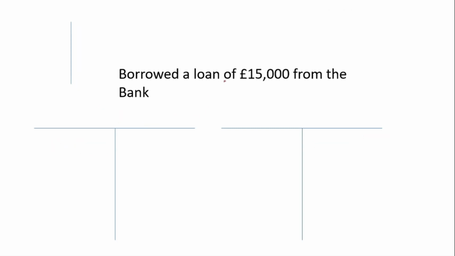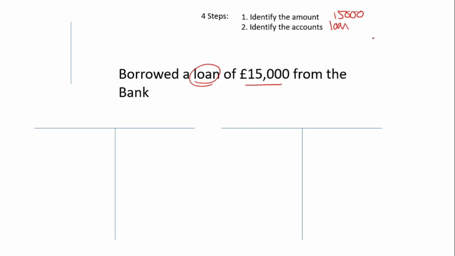And finally, they borrowed a loan for £15,000 from a bank. Using the 4 steps, step 1 is identify the amount, so it's £15,000. Step 2 is identify the account, so one is a loan. And because we received the loan, it's going to increase the funds, so it's going to impact on the bank account. Step 3 is to use DEDCLIC, so we know that a loan is a liability, so we're going to credit that, which leaves us with a debit for bank.